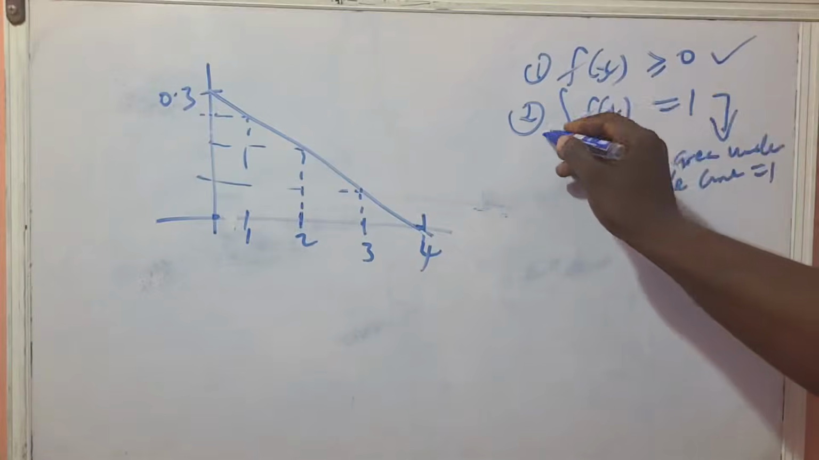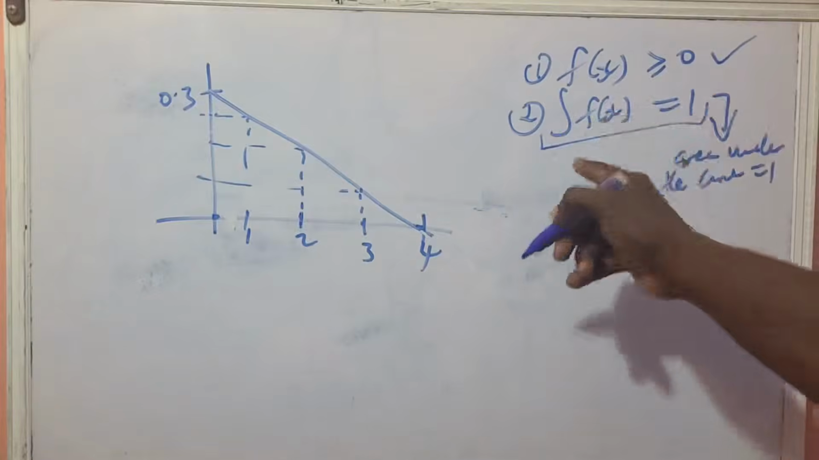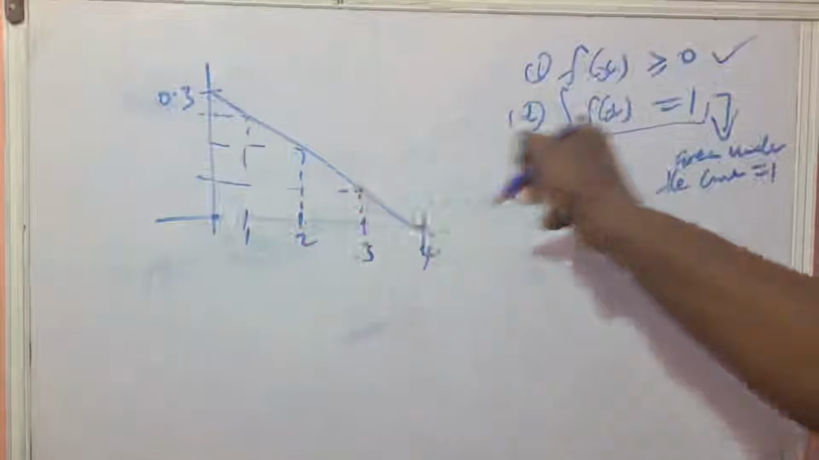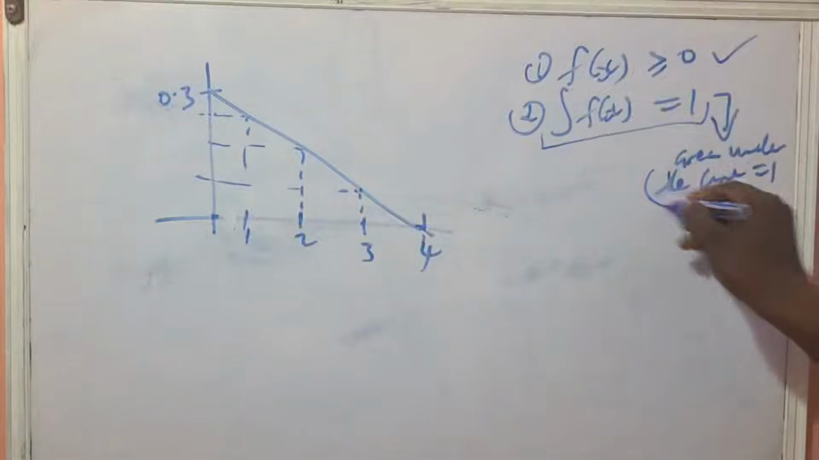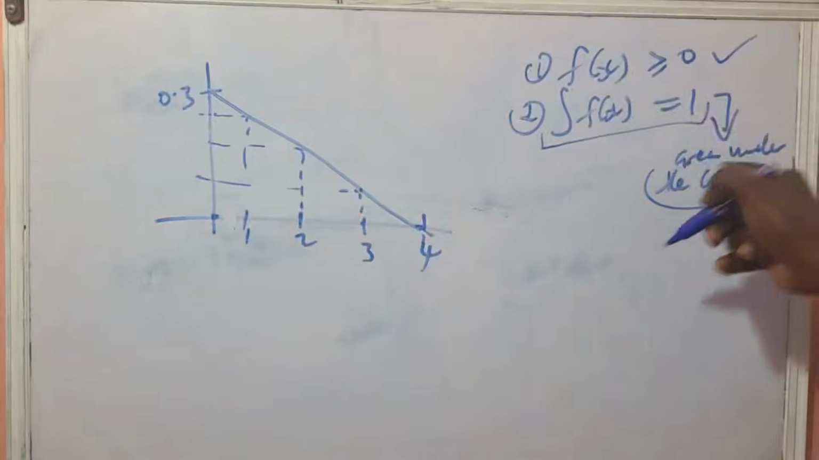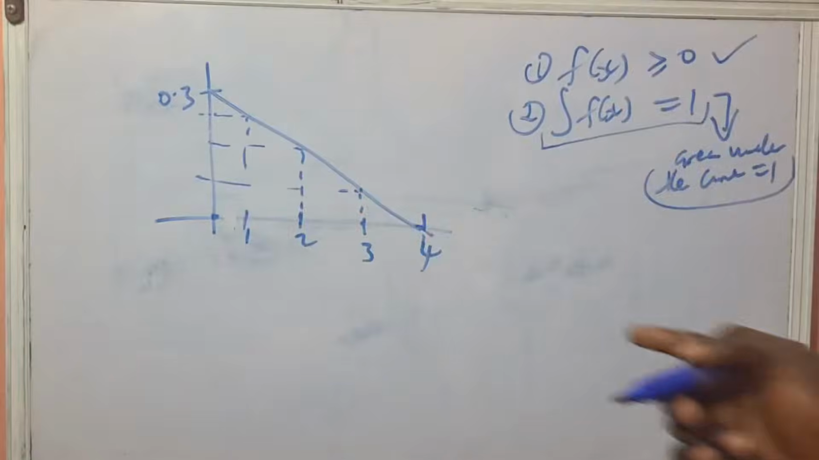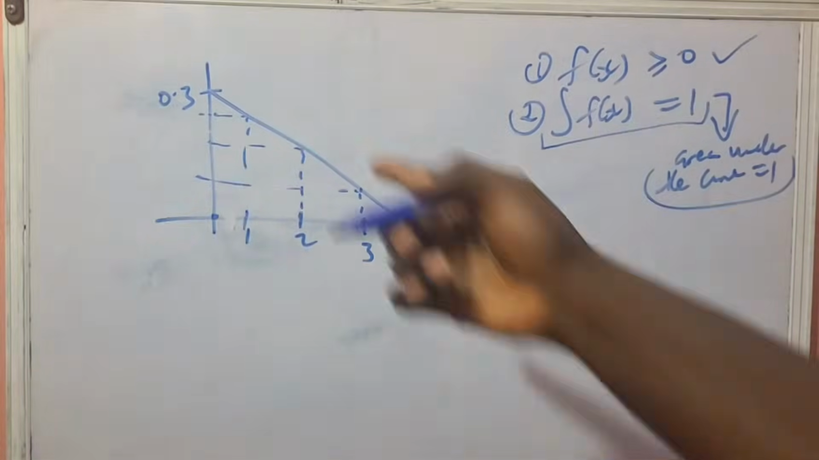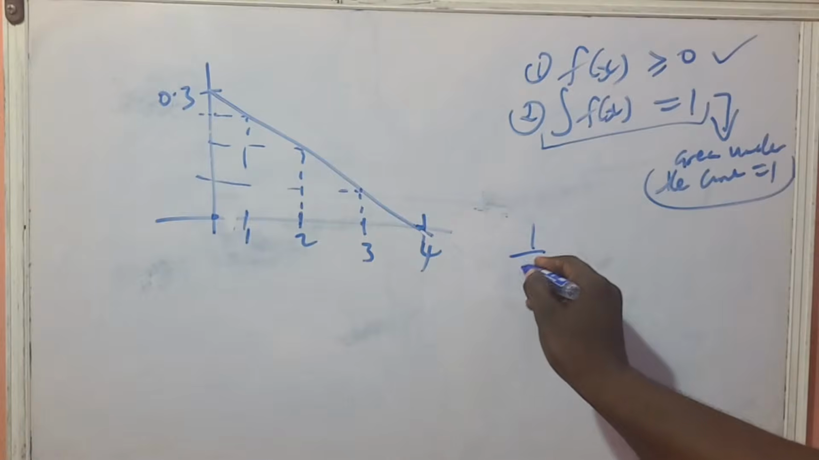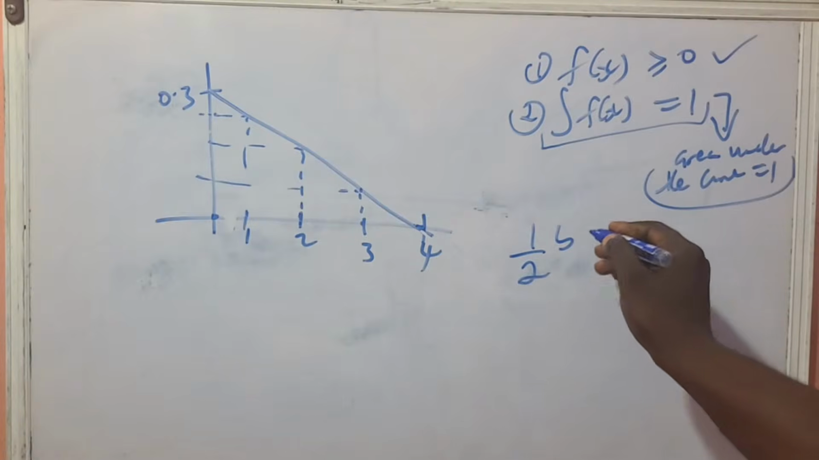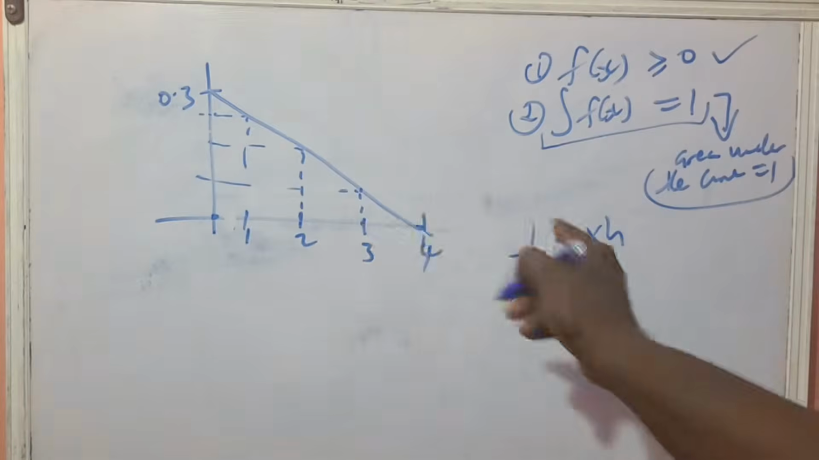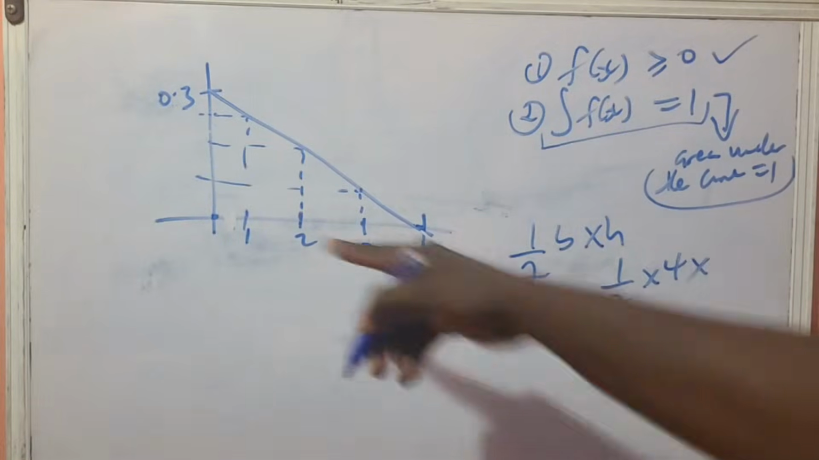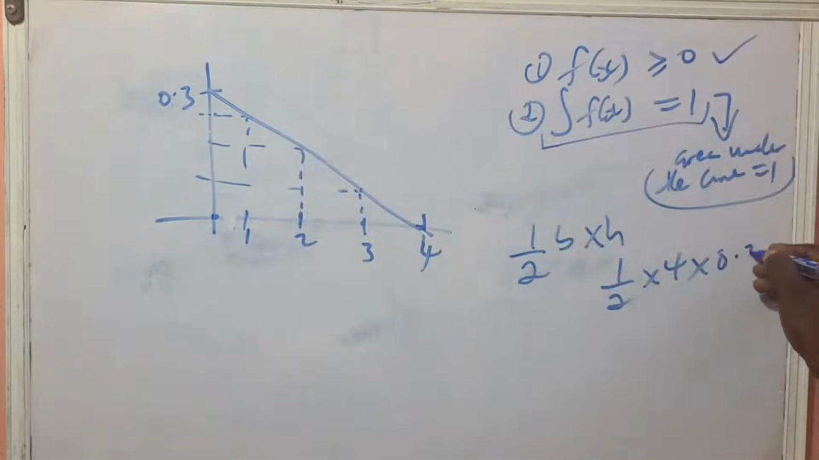Now, it's not very possible to be checking the integral of the function because we don't even know the function that produced this. So the way we can use is this other scenario, where we are going to be saying the area under the curve. So guys, what's the area under this curve? What shape is this? This is a triangle. Half base times height. What's the base here? The base here is 4. That's half times 4. What's the height? The height is 0.3.